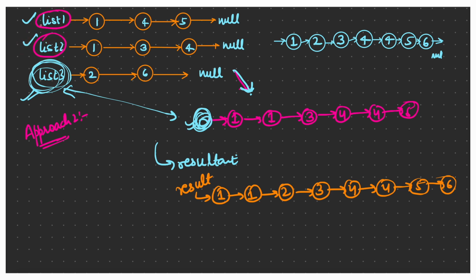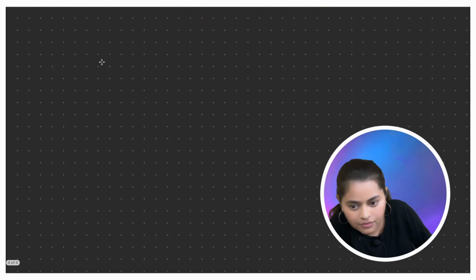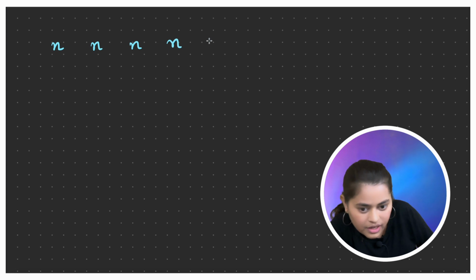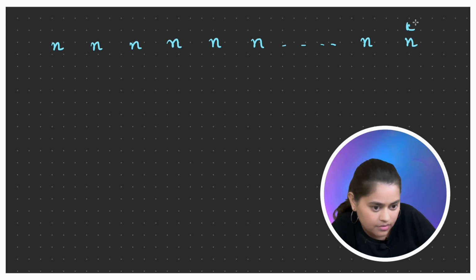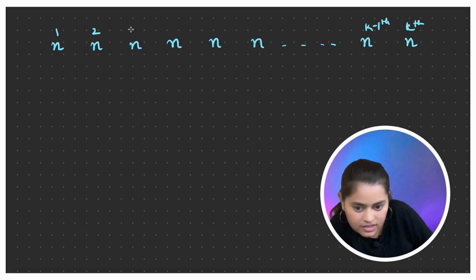Then that combined list will be merged with the next list, and we will keep on doing the same thing, right? So now what will be the time complexity of this approach? Let's try to discuss that. Let's say we had some lists, each of size n: list 1, list 2, list 3, list 4, list 5, list 6, and let's say we have the k minus 1th list and the kth list. This is the first list, second, third, fourth, fifth and sixth.